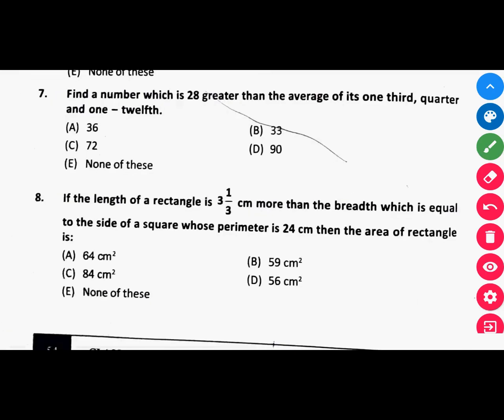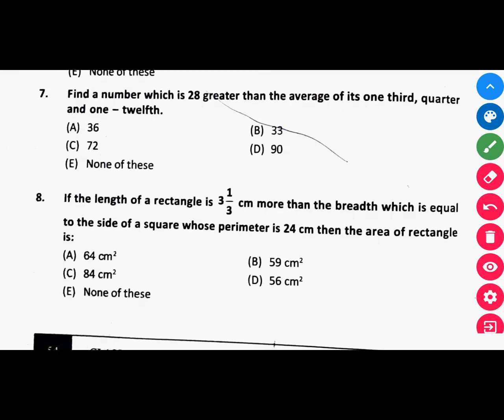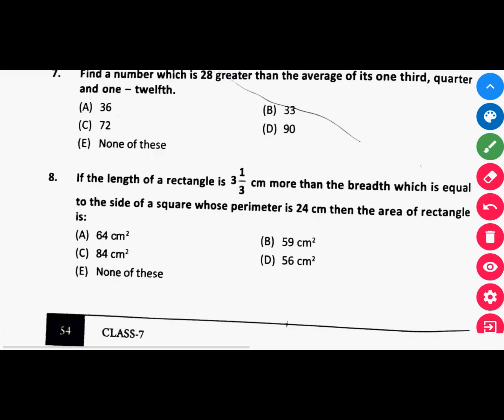Now the next question is: the length of a rectangle is 3 and 1/3 centimeter more than the breadth, which is equal to the side of a square whose perimeter is 24 centimeter. Then we have to find the area of the rectangle. Now see, the length of the rectangle is 3 and 1/3 centimeter more than the breadth, meaning length is greater than breadth, which is equal to the side of the square whose perimeter is 24 centimeter.